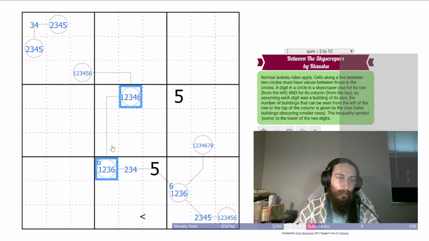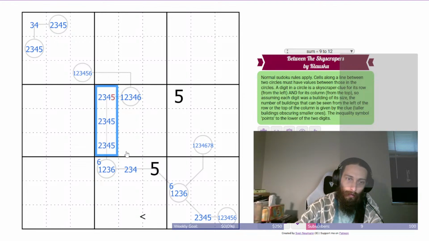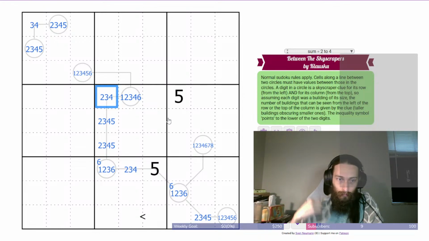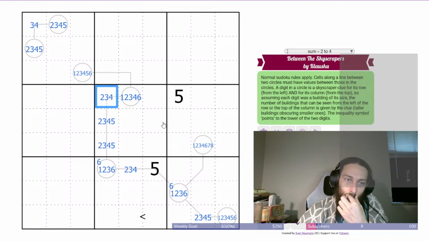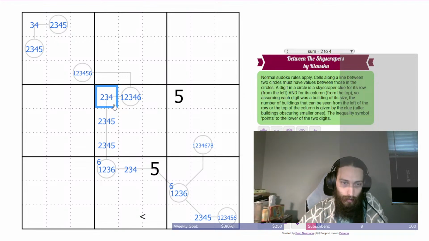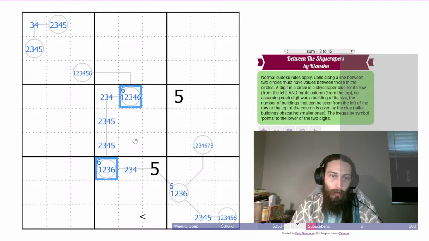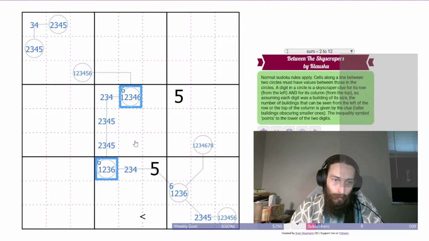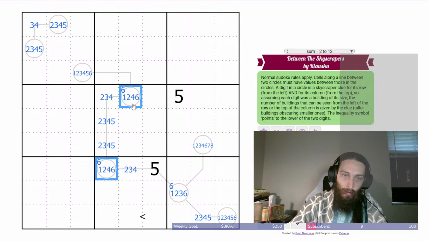Okay, and both of these have a maximum of 6, so that's 2, 3, 4, and 5. And, well, the largest digit would have to be a 5. And since neither one could be a 5, we're going to have a 6 as one of the possibilities. And so then the other one has to be a minimum of at least 2, so we get 3 and 4 removed.